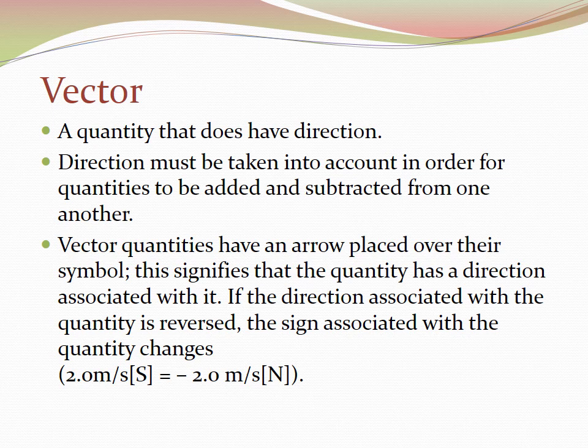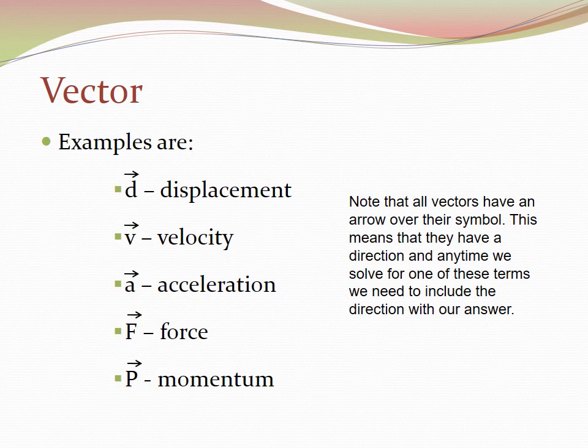If I'm facing south and walk 2 meters per second, I'll be doing the same speed as I would be doing, and in the same direction, if I look north and walk backwards 2.0 meters per second. Examples of vectors are displacement, velocity, acceleration, force, and momentum. Note that all vectors have an arrow over their symbol. This means that they have a direction, and any time we solve for one of these terms, we need to include the direction with our answer.